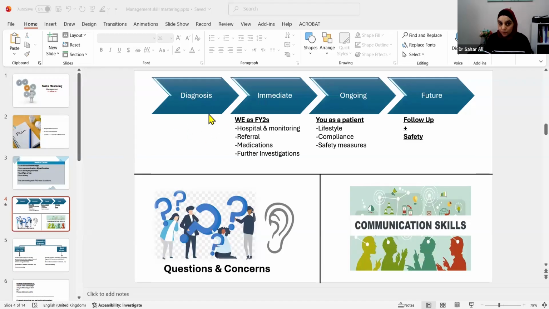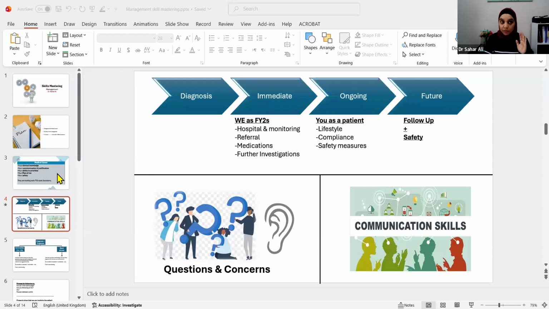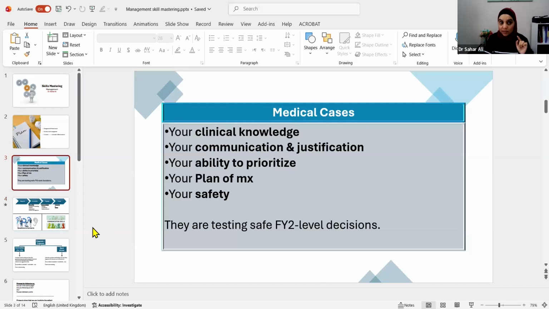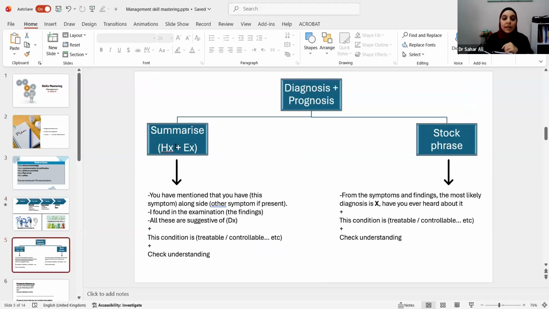How to give the diagnosis? So just to be focused, the first thing we have discussed is what they test. This is diving deeply into how to do that practically, okay? And then we are discussing giving the diagnosis. How to give the diagnosis to the patient? We have 2 main ways to give the diagnosis, either summarizing the positives in the history and examination and then giving the diagnosis, or using a stock phrase.